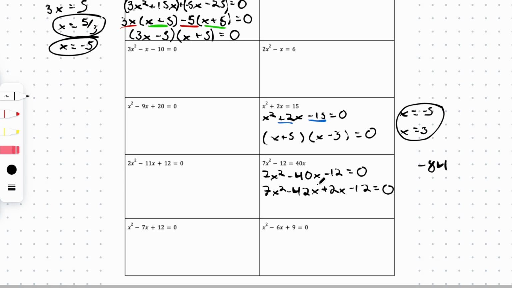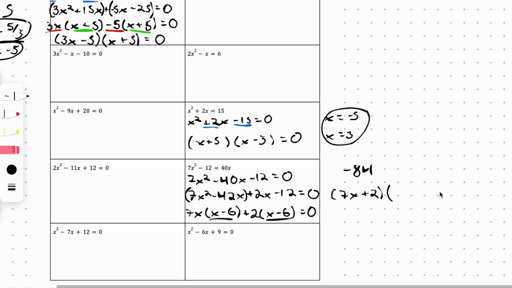Okay, from here we're going to separate this. So here the most we can factor out is a 7x. So once we do that, we get x minus 6. The most we can factor out here is a 2. So we get x minus 6. We see again that we have the same term in our parentheses. We combine this 7x and 2 that we just factored out. So our factored form is 7x plus 2, and then x minus 6 equals 0.